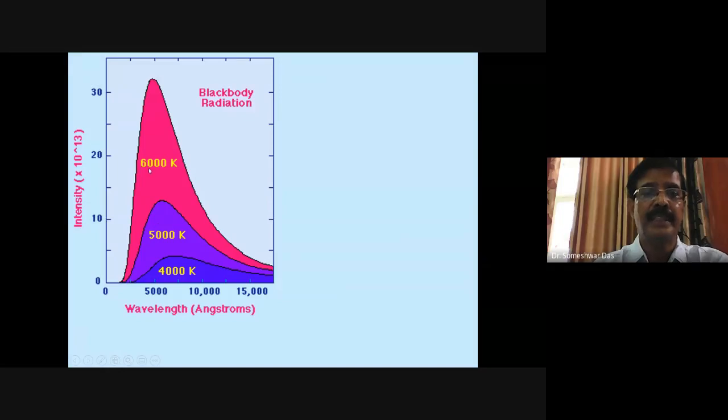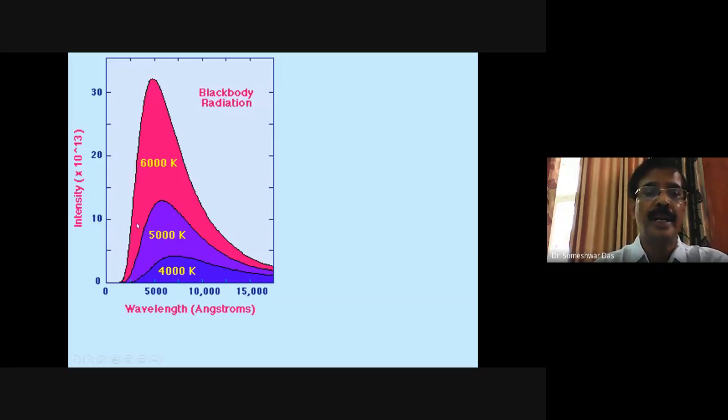4000 degree Kelvin, 5000, 6000 degree Kelvin, right? And this is the black body radiation intensity on the y-axis, and the x-axis is the wavelength. What is the important thing that you notice here is that as the temperature increases from 4000 to 5000 to 6000, the wavelength of the peak intensity decreases, right? That's one very important thing that you notice from this diagram.